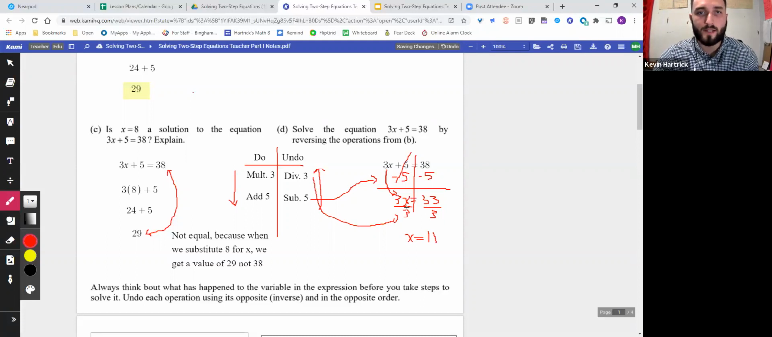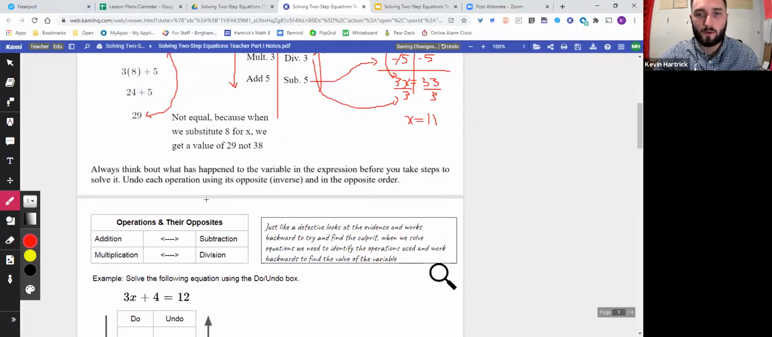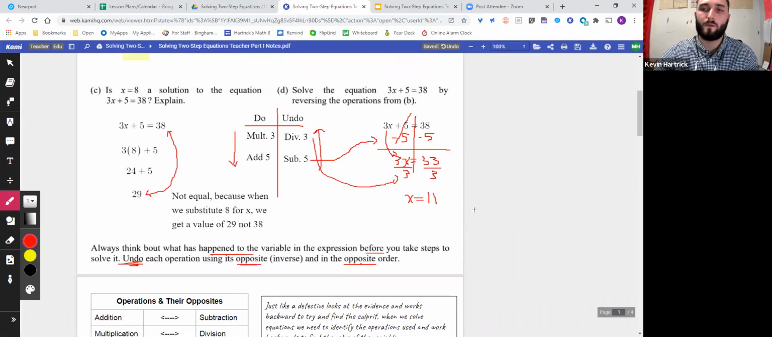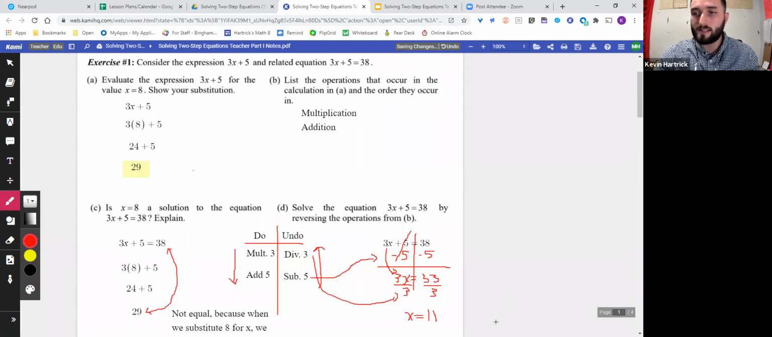We're going to get more in depth and more practice with this in the next part. The last thing I want to say is always think about what happened to the variable in the expression before you take steps to solve it. Undo each operation using its opposite, in the opposite order. I will see you guys in part two.